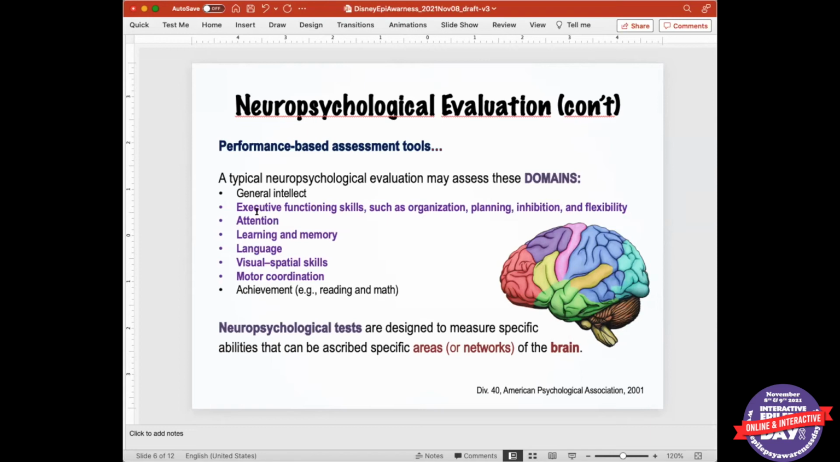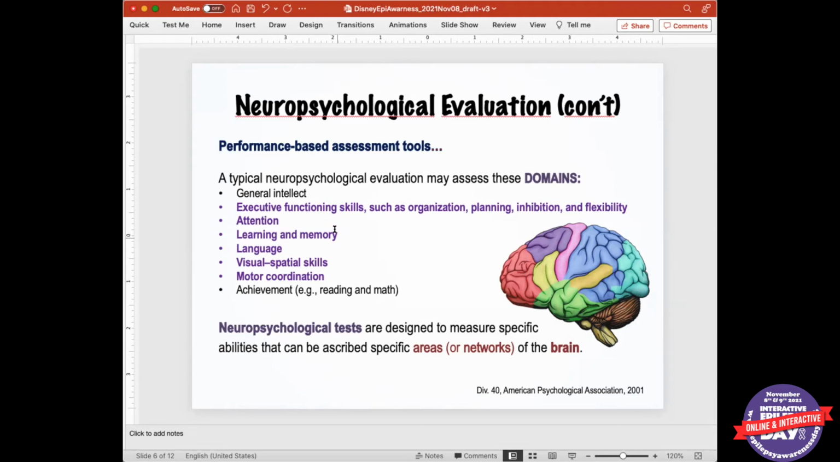We also look at other things like attention, attention being important as a kind of precursor for executive functioning. If you can't attend or you can't inhibit yourself, then you can't do these other higher level things like planning something out, organizing information, or organizing a problem-solving approach. You can't do a lot of those things without being able to attend and to sustain your concentration over time. So we look at attention, we look at learning and memory.